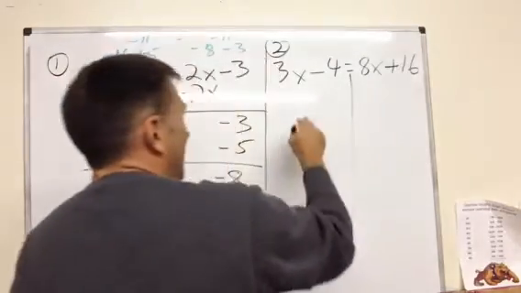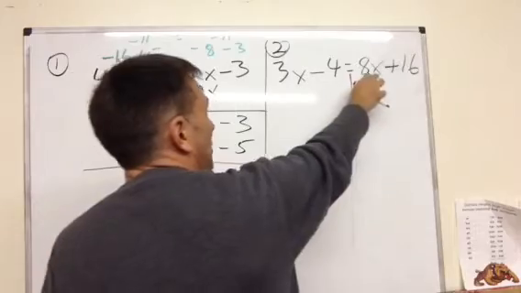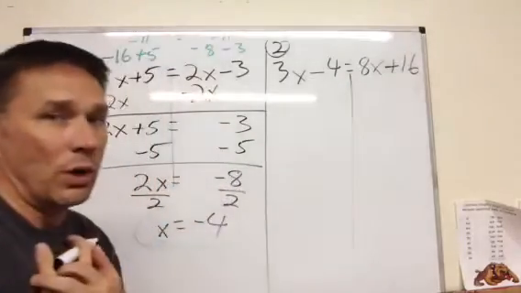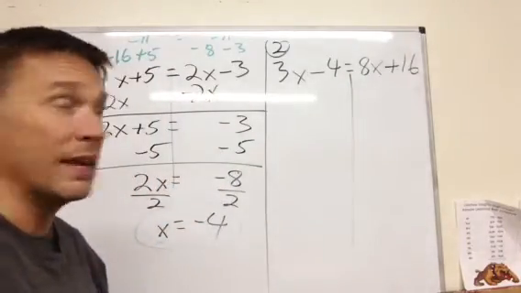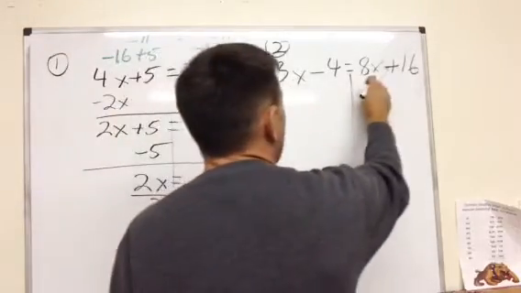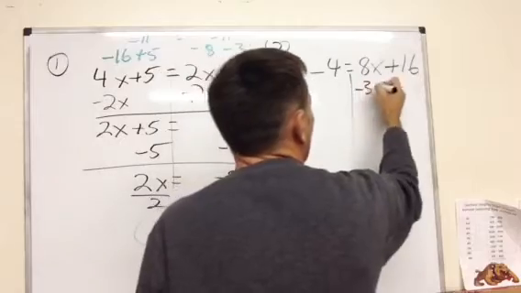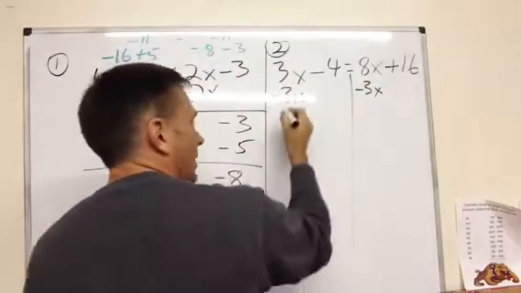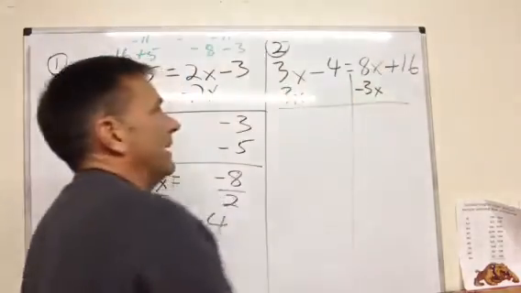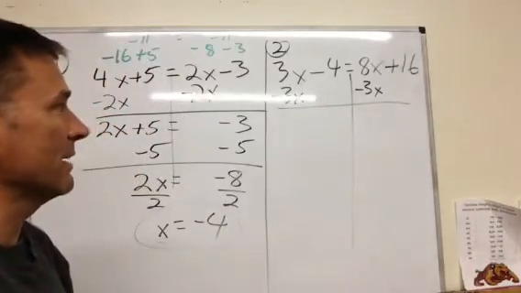Now this time, because the 3 is a smaller number than 8, I like working with positive numbers. I really don't like negatives. So instead of going negative 8x, I'm going to go negative 3x. If you're one of the people that like the x's on the left, then by all means, add negative 8x. You will still get the same answer.